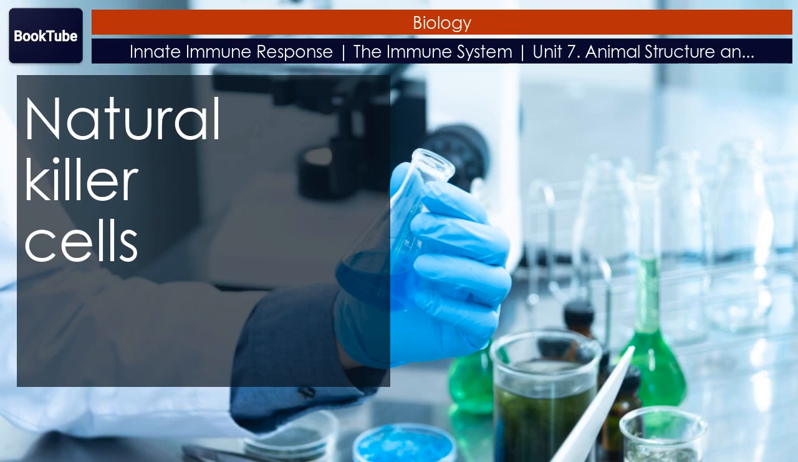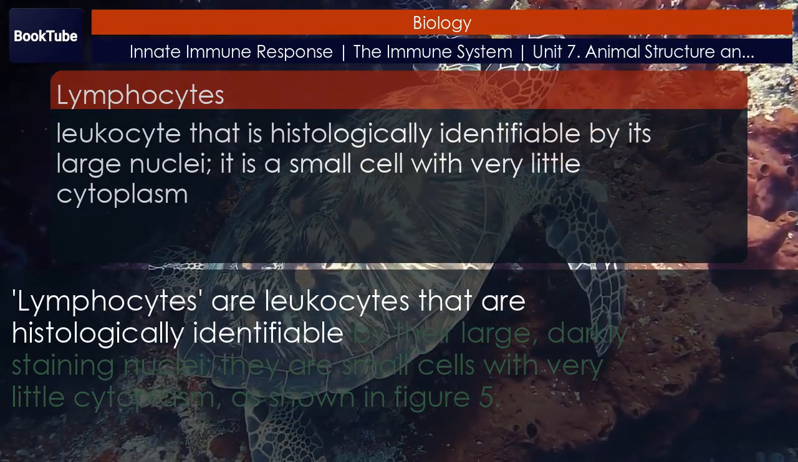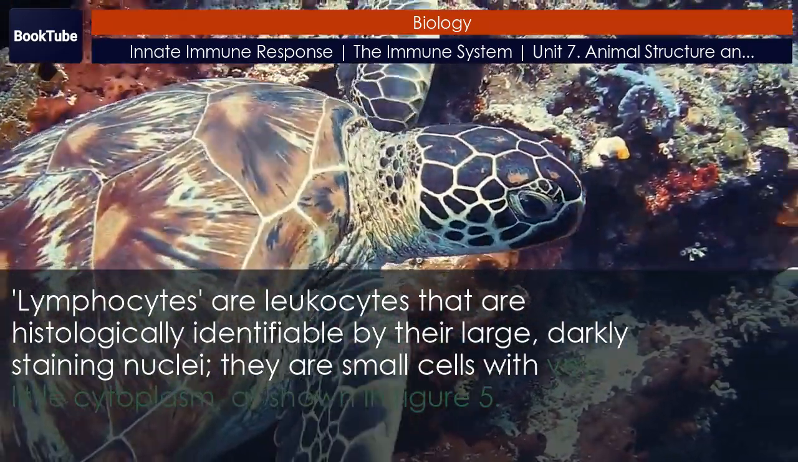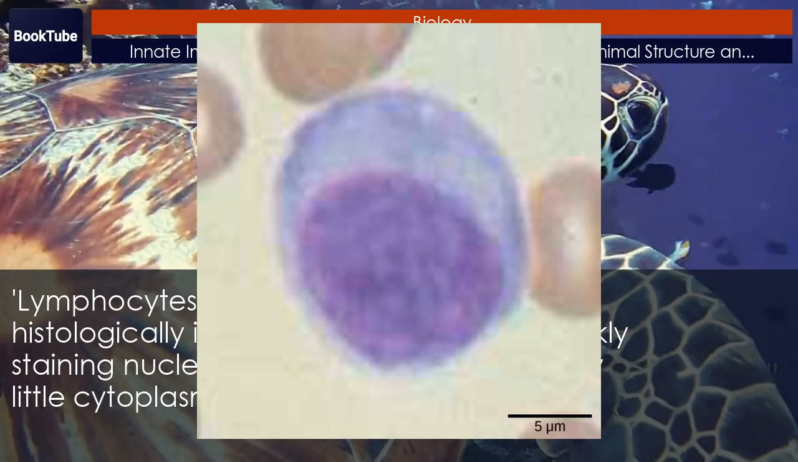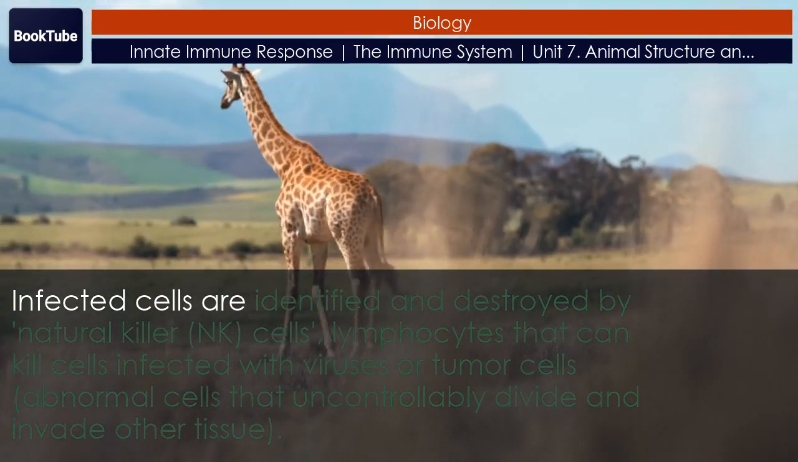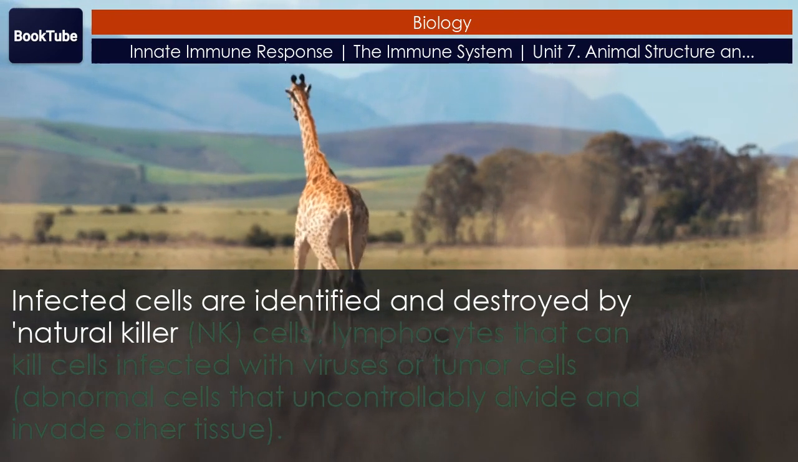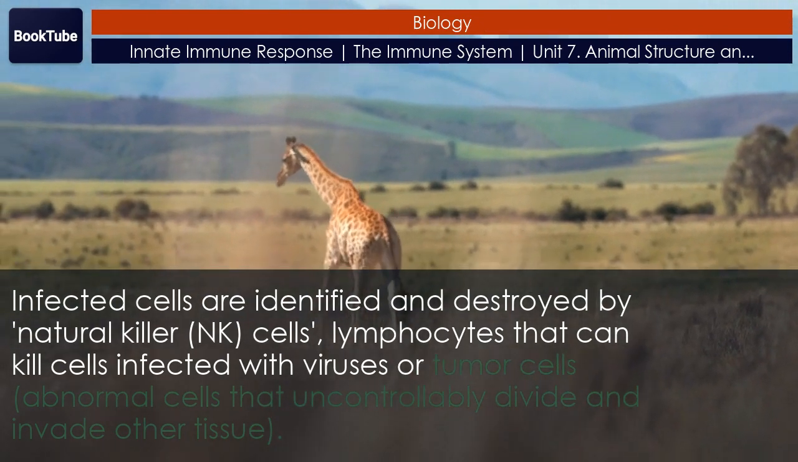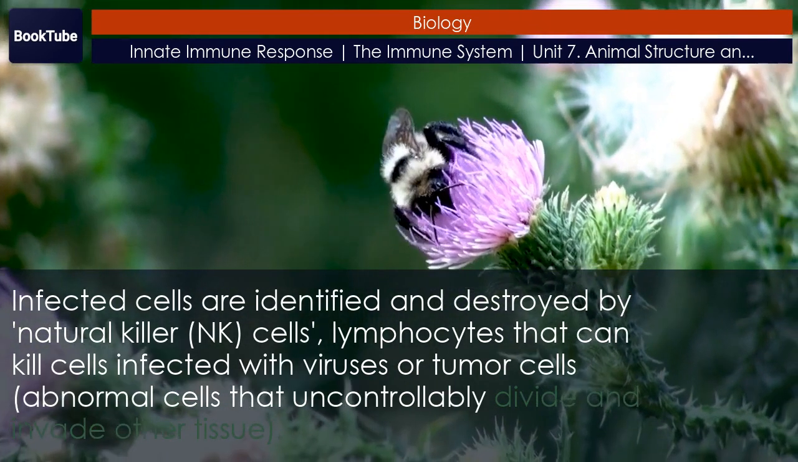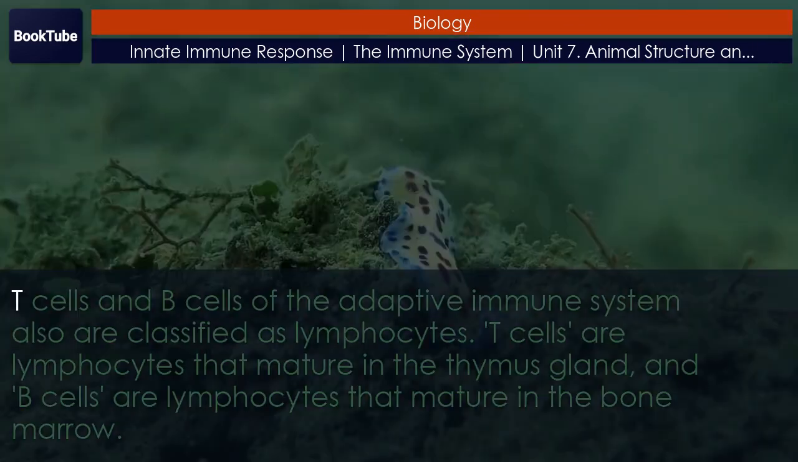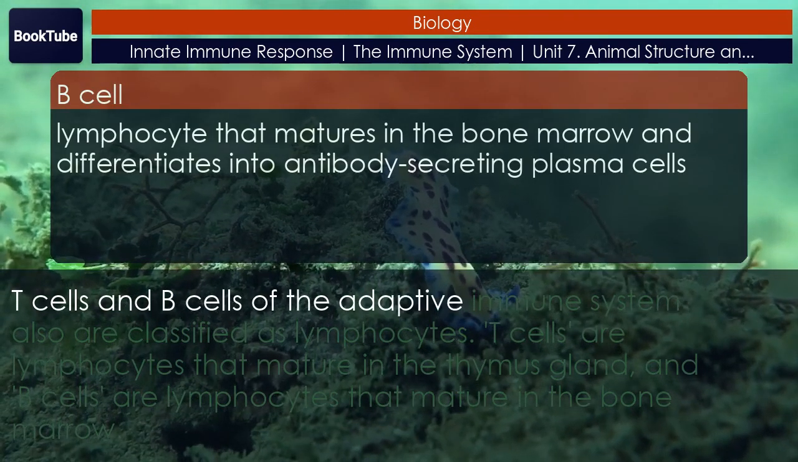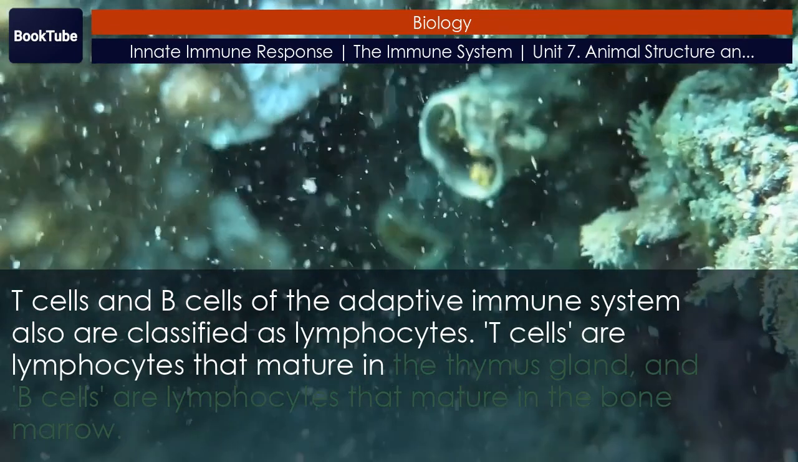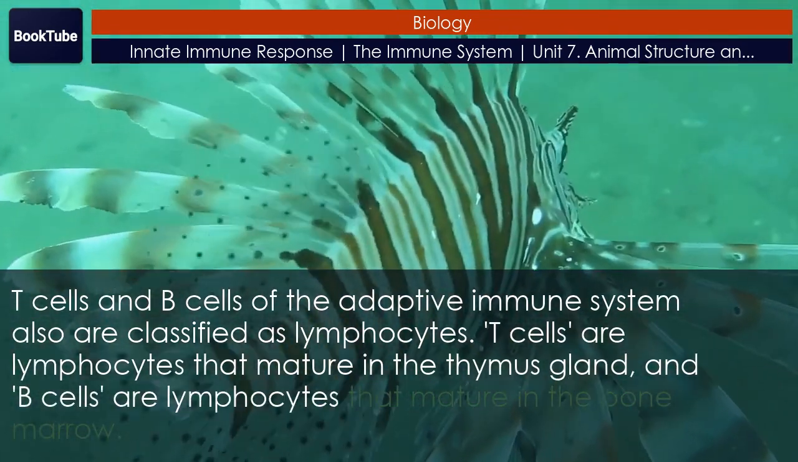Natural killer cells. Lymphocytes are leukocytes that are histologically identifiable by their large, darkly staining nuclei. They are small cells with very little cytoplasm. As shown in Figure 5, infected cells are identified and destroyed by natural killer, NK, cells, lymphocytes that can kill cells infected with viruses or tumor cells, abnormal cells that uncontrollably divide and invade other tissue. T cells and B cells of the adaptive immune system also are classified as lymphocytes. T cells are lymphocytes that mature in the thymus gland, and B cells are lymphocytes that mature in the bone marrow.